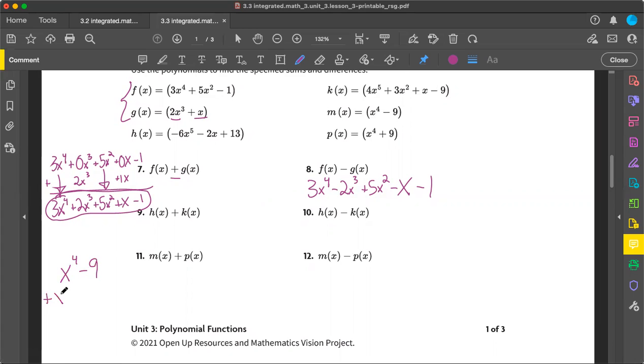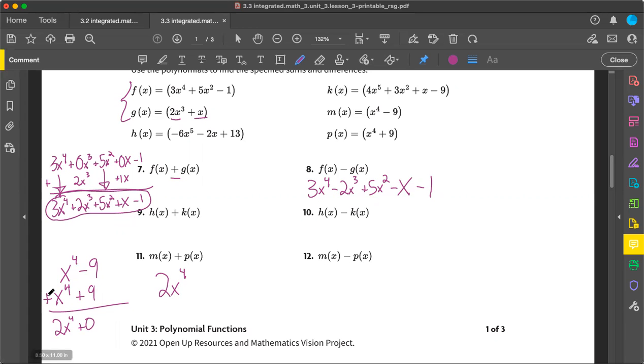And oh my gosh, adding on x to the fourth plus 9 gives 2x to the fourth. No need to change the exponents. Negative 9 plus 9 is going to just add on 0. So 2x to the fourth is your answer.